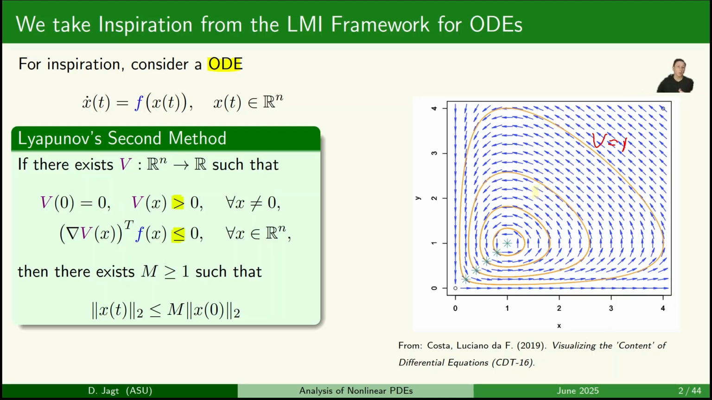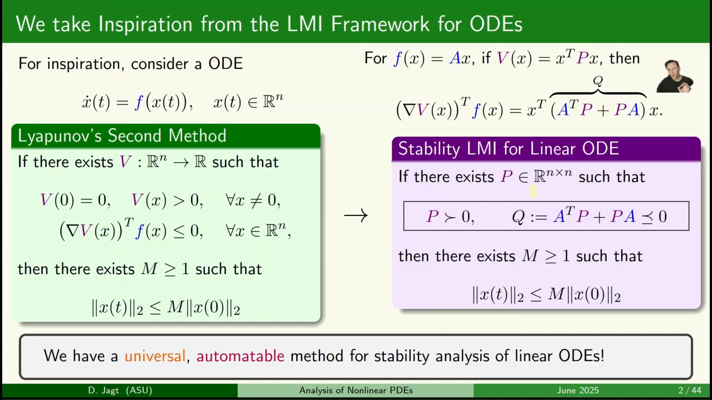Now, finding such a Lyapunov function in general is non-trivial. If we restrict our attention to just linear ODEs, so that the vector field is defined by a matrix A, then we can parameterize a quadratic Lyapunov function by a matrix P, and then the derivative of this Lyapunov function along the vector field will also be quadratic and defined by a matrix Q.